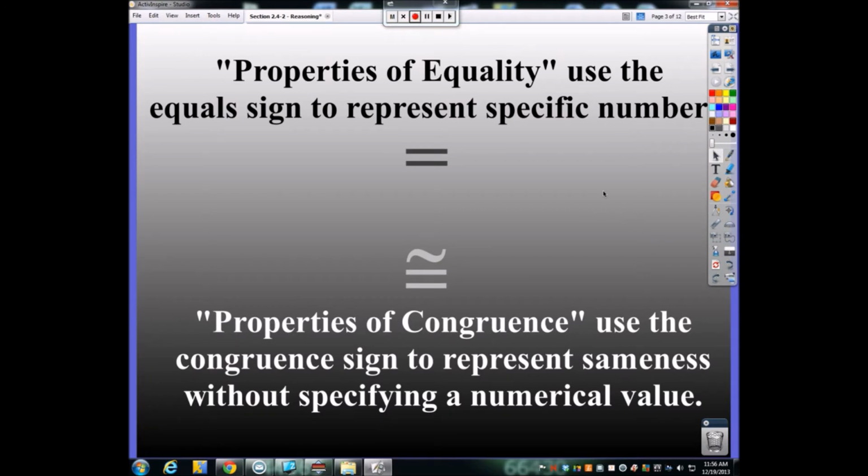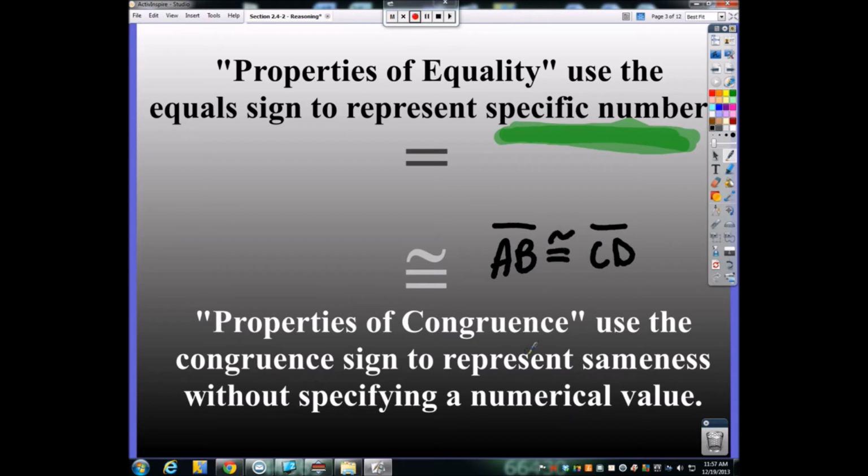Now, besides there being properties of equality, which use equal signs, the equal signs are primarily going to represent specific values, specific numerical values, okay? So we're talking numbers here. But we also have properties of congruence, where we're going to use the congruent sign. And the congruent sign is primarily used when we aren't referring to specific numerical values. So for example, if I had two segments, segment AB and segment CD, and all I'm saying is they're exactly the same. I'm not saying how long they are, but I'm saying that they are of equal value. Then I would use the congruent sign.